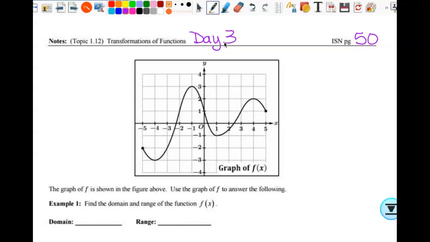Alrighty, so we have this graph. It is labeled as the graph of f. It also goes on to tell us that the graph of f is shown. If it wasn't labeled, then we want to make sure that we label it so we know what we're looking at, because we're going to use this graph for multiple functions.